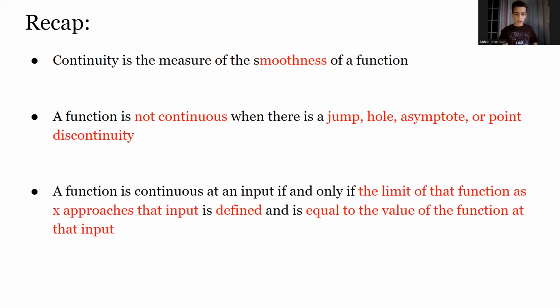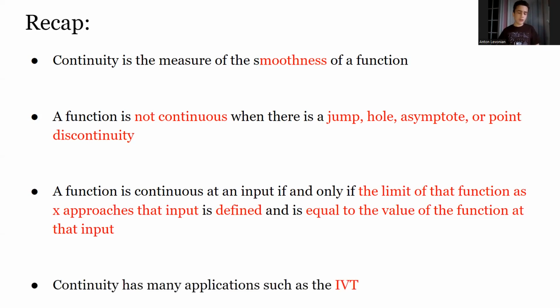And a function is continuous at an input if and only if the limit of that function as x approaches that input exists and is equal to the value of the function at that input. This may seem like a mouthful at first, but just think about the fact that the value that the function approaches at an input has to be equal to the value of the function at that input in order for the function to be continuous at that input. Then continuity has many applications, such as the intermediate value theorem.